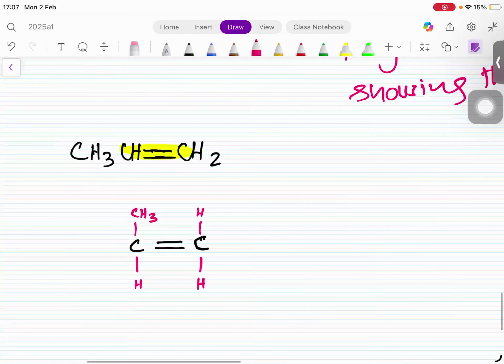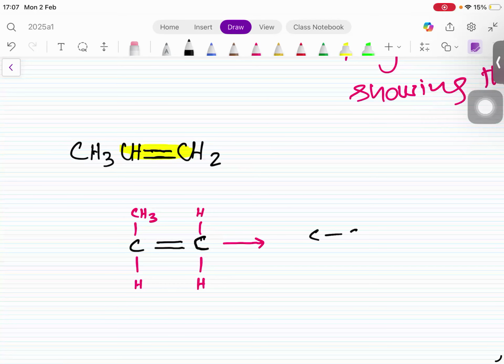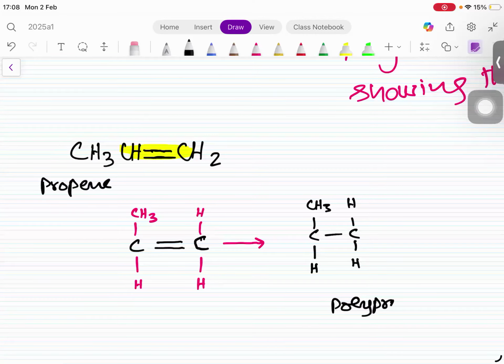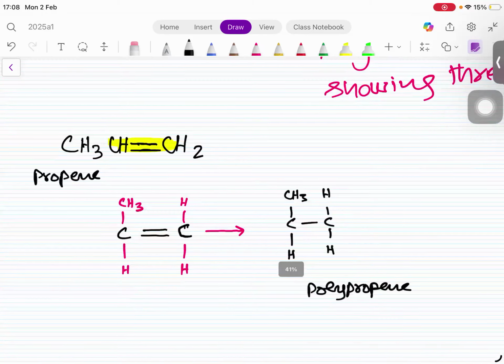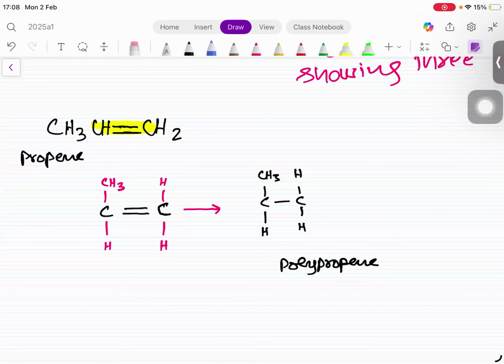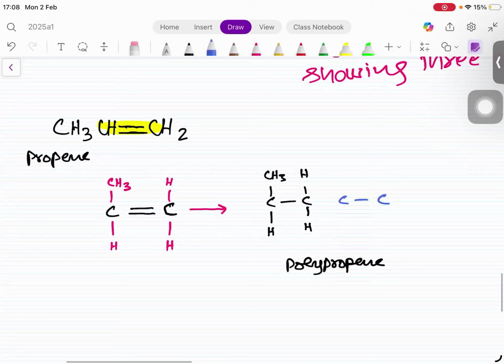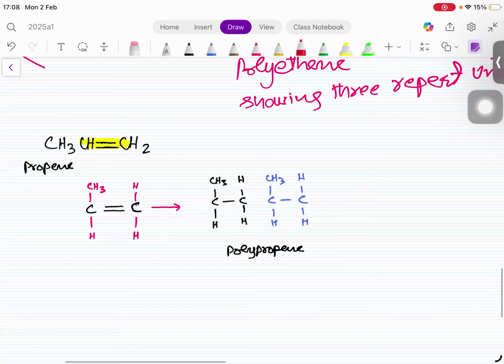Okay. Now, what happens? As I told you, the double bond breaks and both sides extend. So now I'm going to write the same molecule without double bond because it is going to extend. So if it was propene, this is what? Polypropene, showing how many repeat units? At this moment, only one. If the examiner asked me to draw the 3 repeat units, so I have to put them like this. Here is the third one.